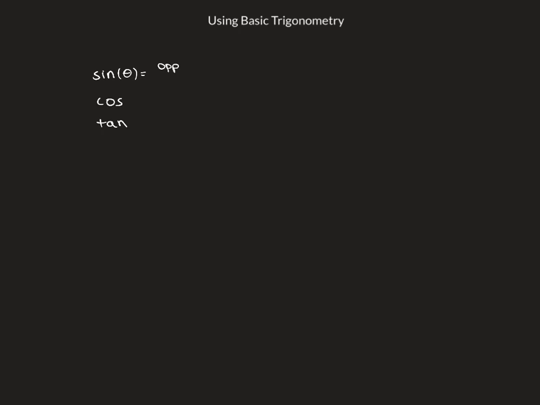So sine of theta is equal to opposite over hypotenuse. An example of this would be here, and then this is the hypotenuse, and then here is theta, and the opposite, and we're told to find x here, so this would be opposite, so we would use sine.